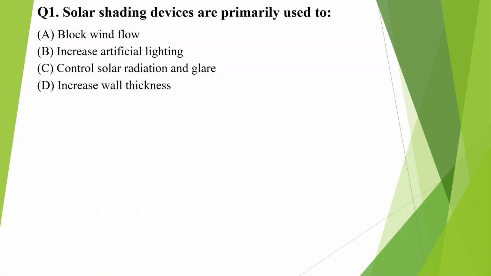The question asked what solar shading devices are primarily used to do. The correct answer is to control the solar radiation and glare both. Since you know that different solar shading devices such as louvers, fins or overhangs were discussed in the first lecture, these solar shading devices regulate the solar heat and glare while maintaining good daylight levels inside. So overall they are controlling the solar radiation and glare. So 1C was the correct answer for question number 1.